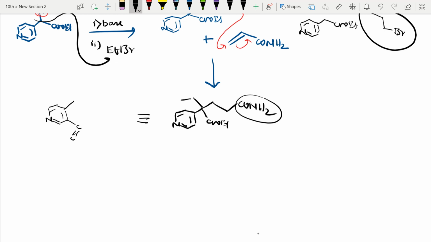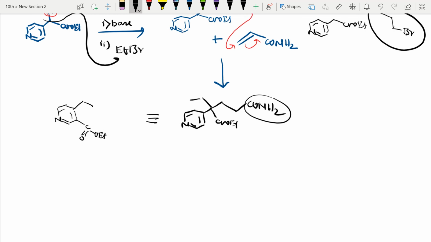COOEt. I'll write like this. This COOEt, right? And this one carbon is there. Next carbon, and this is the next carbon. How many carbons are there? 1, 2, 3, and the fourth carbon CONH2. Right. I hope you are getting it. And here one ethyl group is attached.